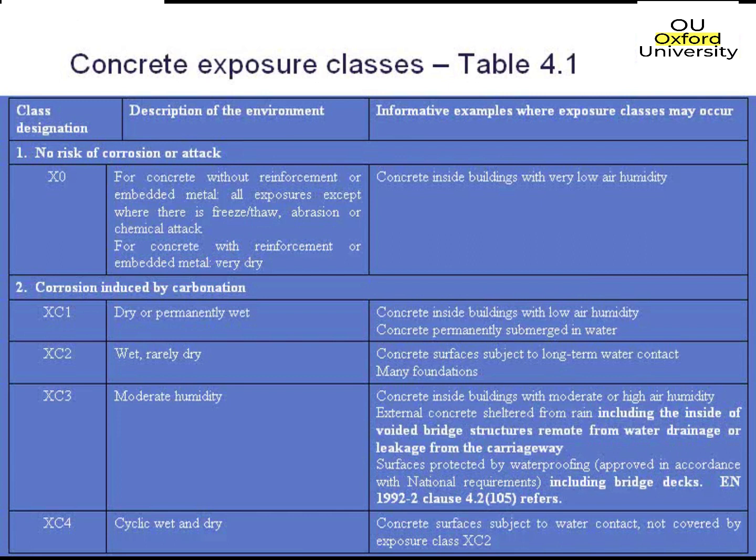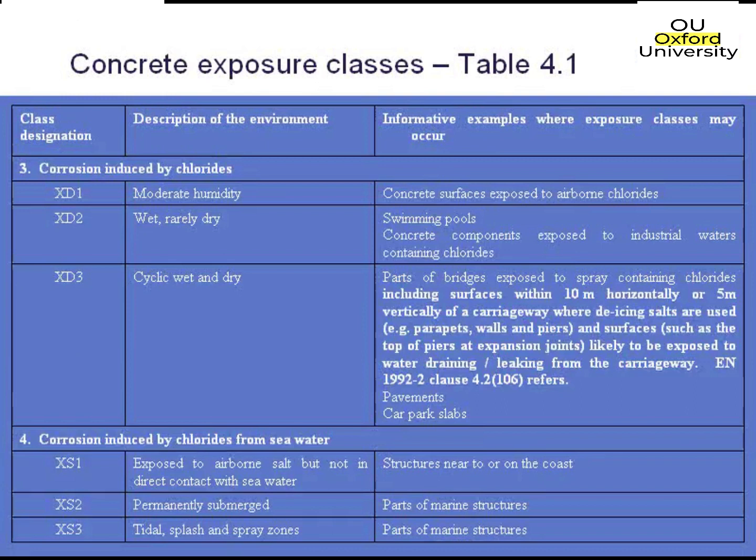These tables are also laid out with the less severe classes on top, and the severity gradually increases as you go further down, with the absolutely worst exposure class being cyclic wetting and drying. This then just continues on through the various different exposure classes, and that includes the XF and the XA ones as well.